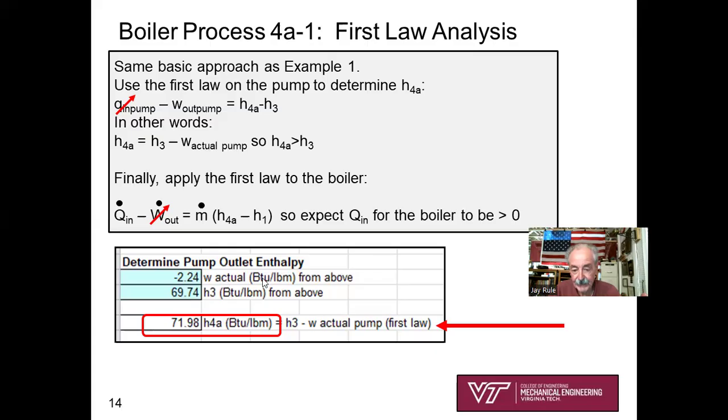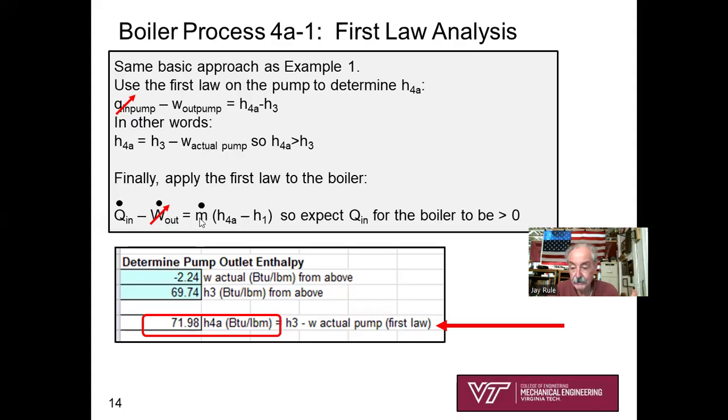Here is W actual, negative 2.24 BTUs per pound. H3 was 69.74. I've already looked it up. And so H4 actual is 71.98 BTUs per pound. Now I can go to my boiler analysis, which I've written out here. Getting a little ahead of myself. So Q dot N, that's going to be Q dot H for the boiler, minus W dot out. Well, that's 0. The boiler's not lifting a weight.